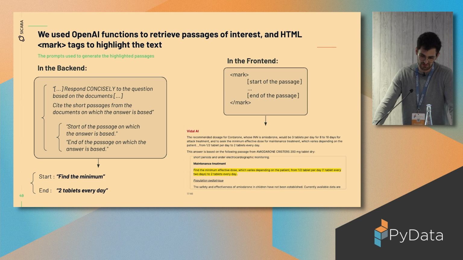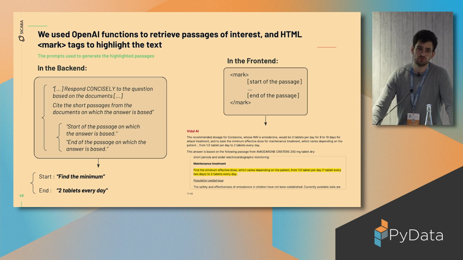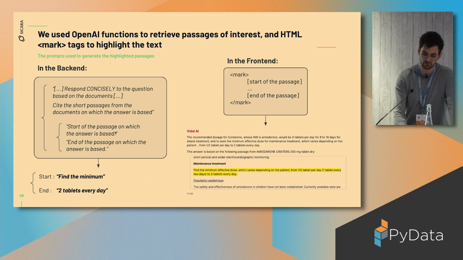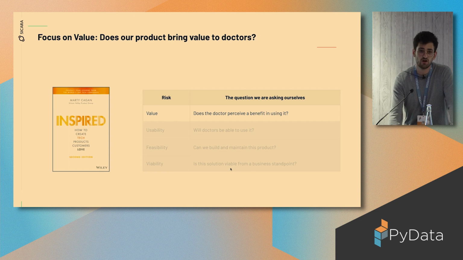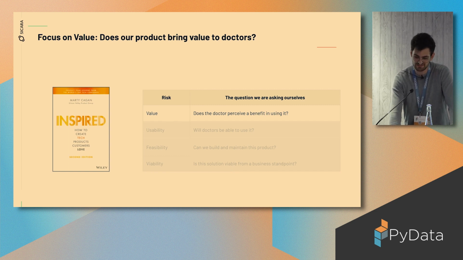And to do so, we just used the function calling ability of OpenAI, which returns a structured JSON, to ask for the beginning of the passage which was useful and the end, and then used some HTML in the front end to highlight it in yellow. So this helped a lot for the usability.